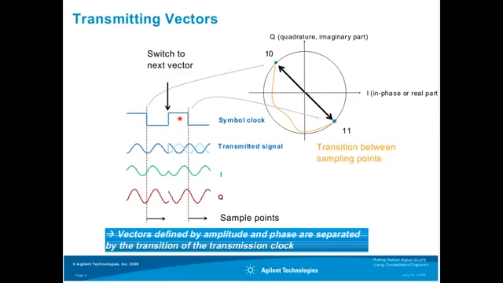You can see here the I part of the vector and the Q part, and how this looks during this transition. So vectors defined by amplitude and phase are separated by the transition of the transmission clock. In this case, we also call this the symbol clock.